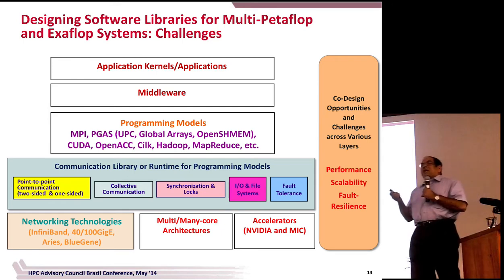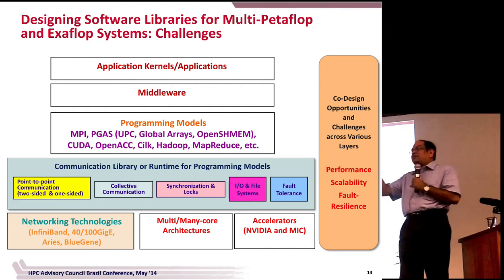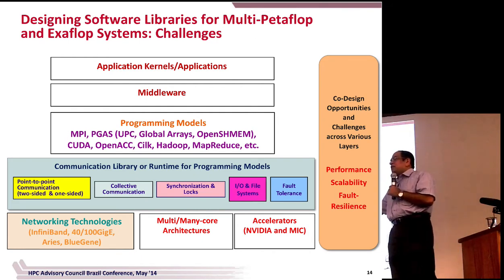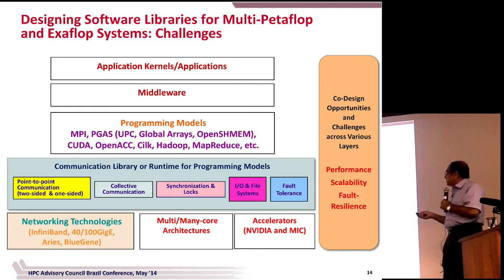So that brings us to the bigger challenge. We see all these commodity components coming up, different programming models coming up, and different kinds of applications. So how do we put it together? If we take a look at the overall challenge, this is what I see. At the bottom layer, we have all these components like multi-core, many-core architectures, different networking technologies, and different accelerators. Then at the top, we have the application kernels or applications. So that means we need to deliver all this performance and scalability to this layer.